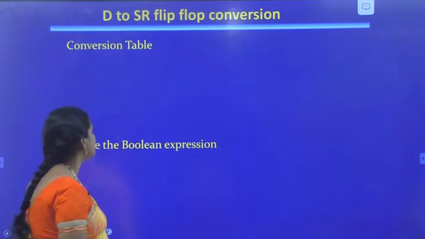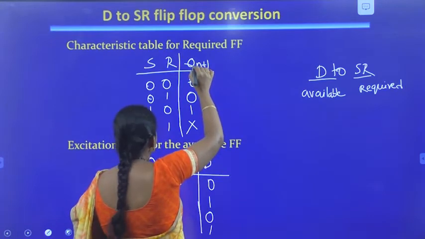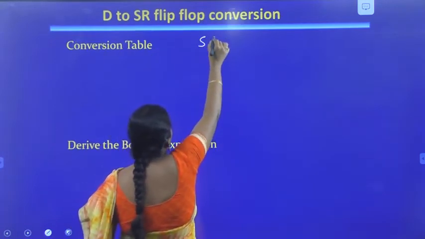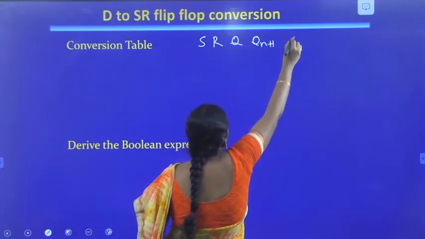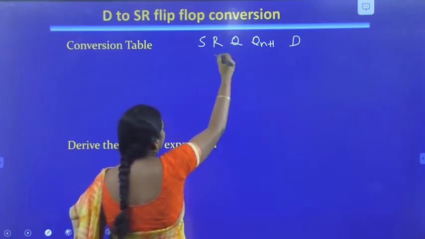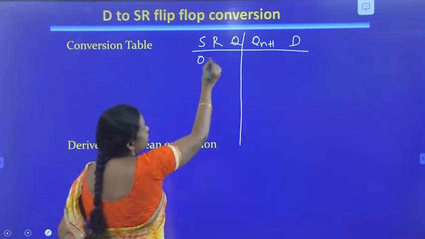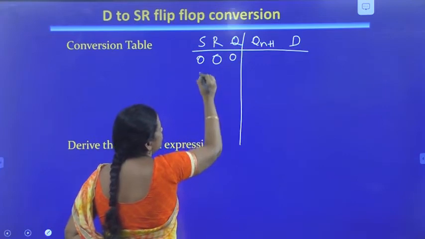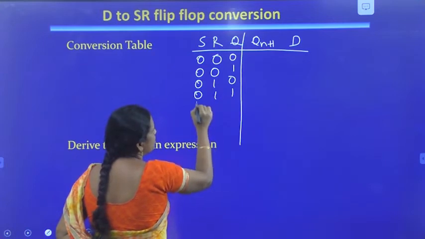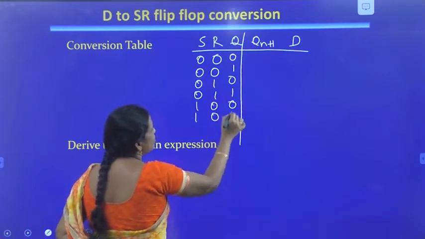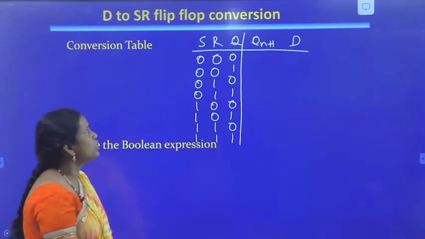And now let us write the conversion table. The conversion table starts with the required flip-flop inputs, those are S, R, and then Q and then Qn plus 1, and then you will write D. Let us write the values like this. For SR, whatever the value of Q, for 0 0 we have 0 0 1, and then next one is 0 1 0, next one is 0 1 1, next one is 1 0 0, next one is 1 0 1, next one is 1 1 0, next one is 1 1 1.